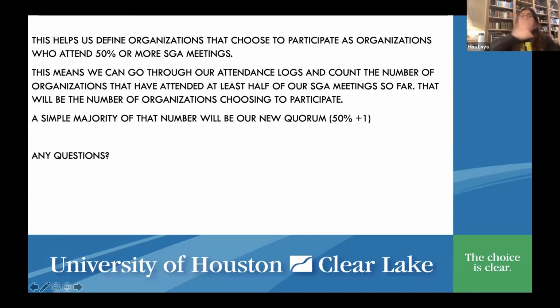So I'm going to recap that. This helps us define organizations that choose to participate as organizations that attend 50% or more SGA meetings. So that's going to be our definition for organizations that participate. I know it's a lot of words, guys, but essentially we'll be able to go through our attendance logs and count the number of organizations that have attended at least half of our SGA meetings so far. That will be the number of organizations choosing to participate. A simple majority of that number will be our new quorum, which is 50% plus one.